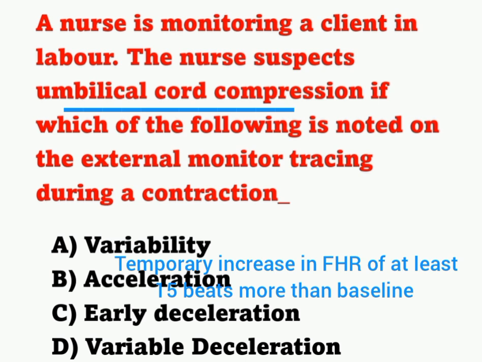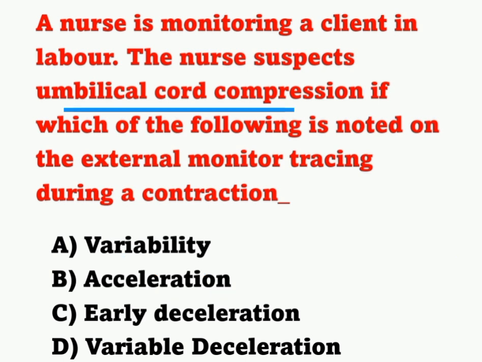And second option, acceleration. It means there is a temporary increase in fetal heart rate of at least 15 beats or more than baseline. That means from the baseline, that is 120 to 160, which is the normal fetal heart rate, there is an increase. Accelerating means increasing fetal heart rate about 15 beats. Okay, that is known as acceleration. That also will not cause cord compression.